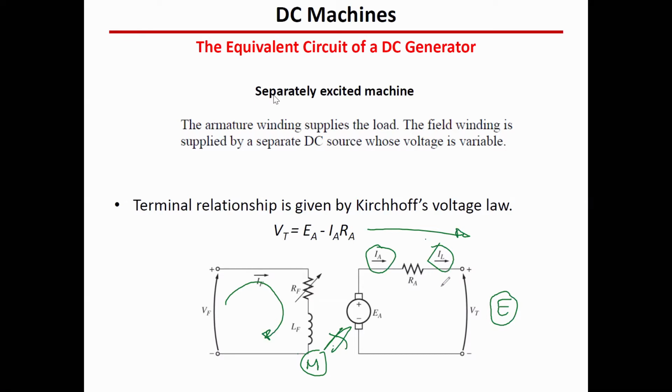In the motor case, if you remember, the current was in this direction from right to left. But in the generator case, it's from left to the right. So which voltage is larger here in this case? It's the EA. So if we write the KVL equation, it's going to be like this: VT, which is this terminal voltage, equals EA, armature voltage, minus the voltage drop on this resistor.